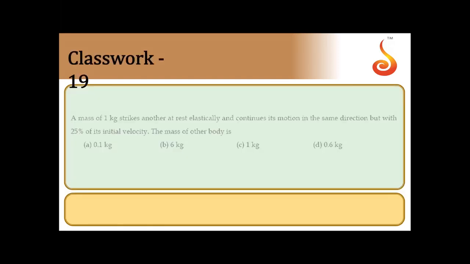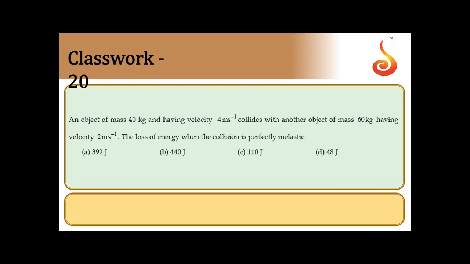Yes, we shall move on to next one. An object of mass 40 kg and having velocity 4 meter per second collides with another object of mass 60 kg having velocity 2 meter per second. The loss of energy when the collision is perfectly inelastic is. So, we need to find loss of energy when the collision is perfectly inelastic.